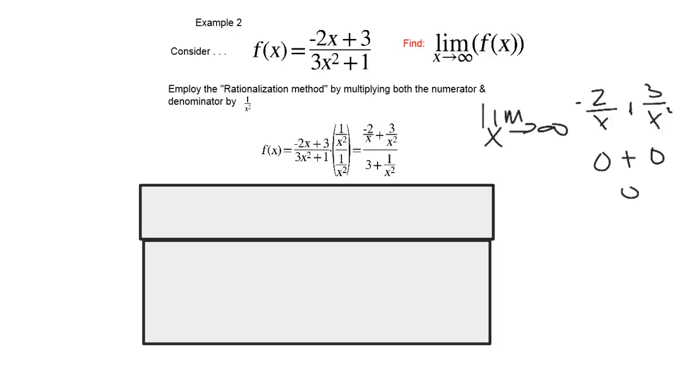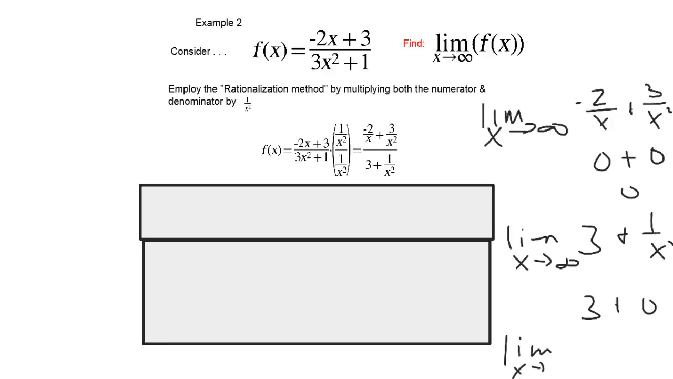The value of my denominator: the limit as x approaches infinity of 3 plus 1 over x squared. Well, the limit of 3 as x approaches infinity is 3, and the limit of 1 over x squared as x approaches infinity is 0. So the value of my denominator is 3. So the limit as x approaches infinity of f of x equals 0 over 3, which equals 0.